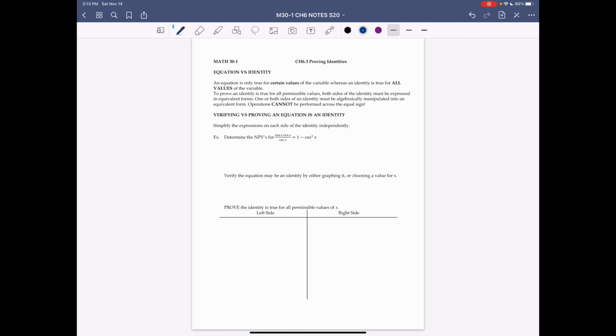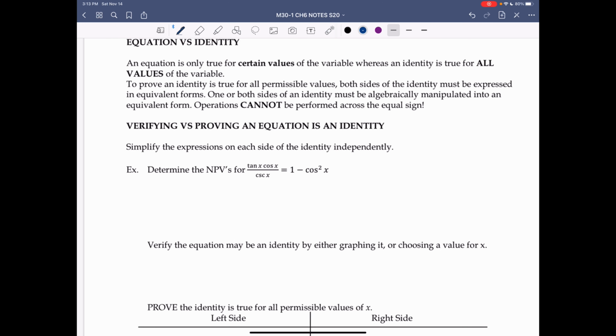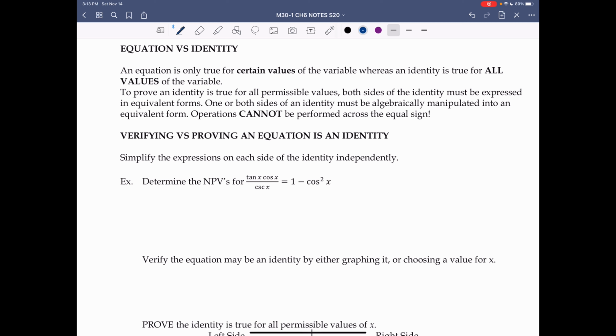Chapter 6.3, Proving Identities. Equation versus identity. An equation is only true for certain values of the variable, whereas an identity is true for all values of the variable.